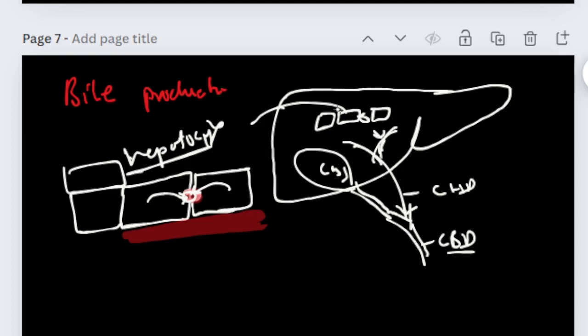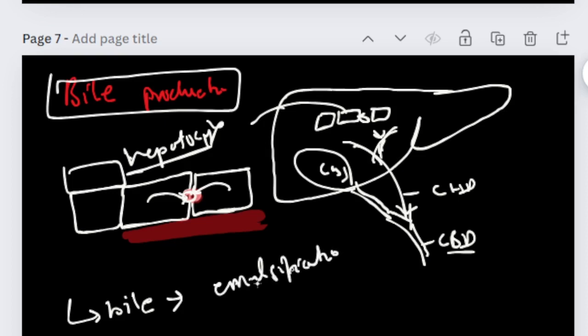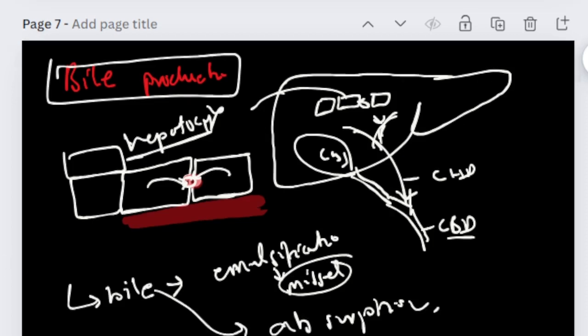the common bile duct. So this is the bile production, and bile production is very important. Actually, what is the function of the bile? It is the emulsification of fat into micelles that are easily absorbed. So it does emulsification and helps in absorption. So this is the bile production.